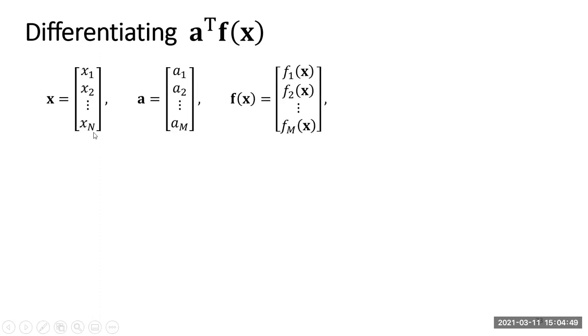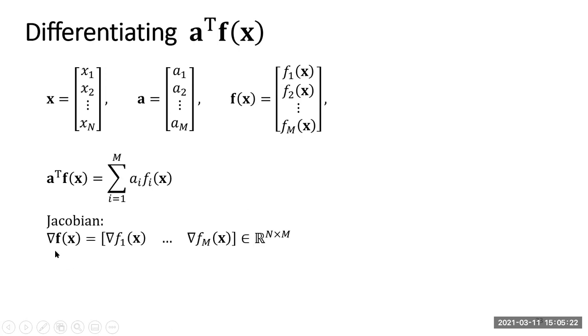So this is my x. It's n-dimensional, but A and f of x are m-dimensional. A transpose f is equal to the summation i equals 1 through m, because we have m functions, of a_i f_i of x. Correct? Now let's differentiate both sides. Del f of x is this, right?